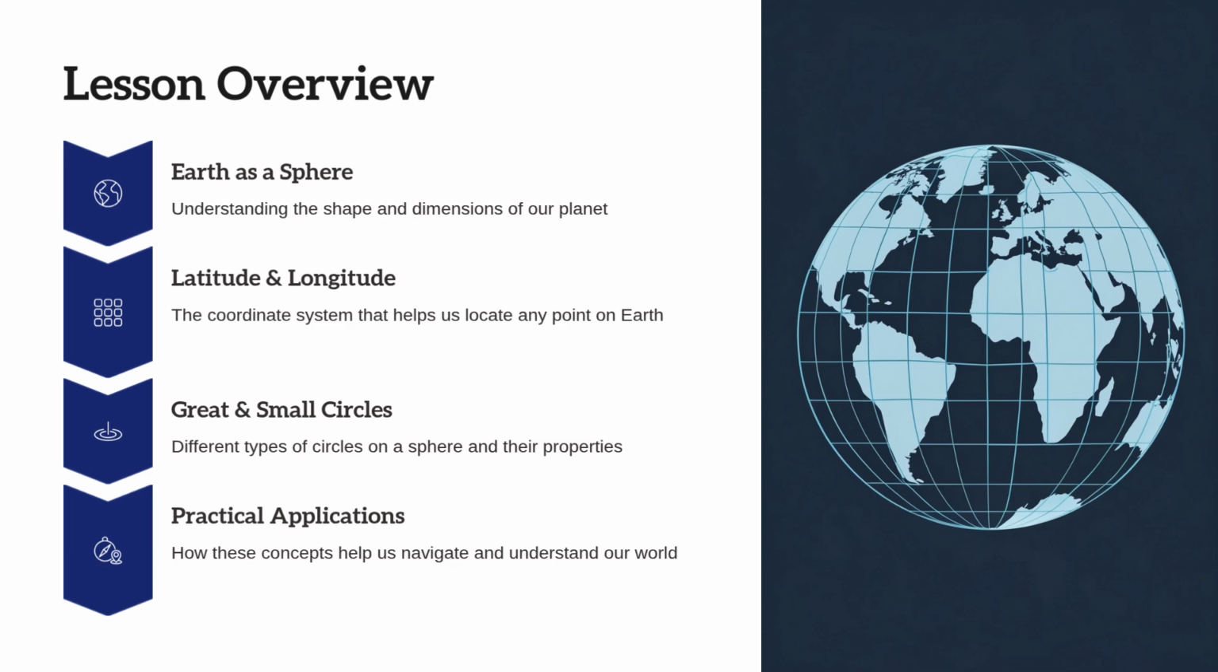Latitude and longitude, the coordinate system that helps us locate any point on Earth. Great and small circles, different types of circles on a sphere, and their properties. Practical applications, how these concepts help us navigate and understand our world.